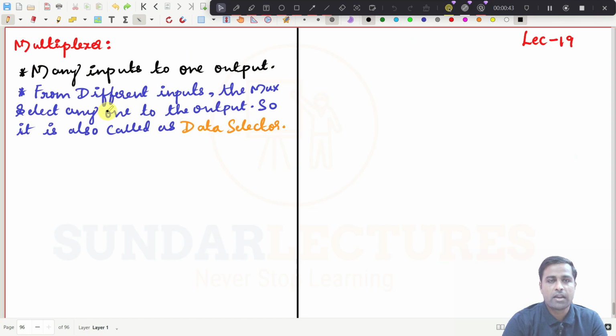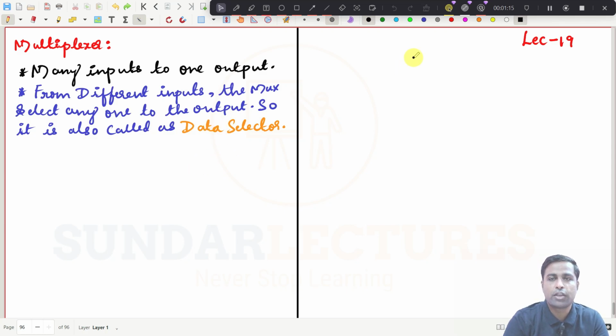So today we will see multiplexers. A multiplexer intends many inputs to one output, which means if you have many inputs and you need only one output, then this multiplexer will help you to get any one of the inputs as the output. That is what I've written here: from different inputs, the mux selects any one to the output. So it is called a data selector.